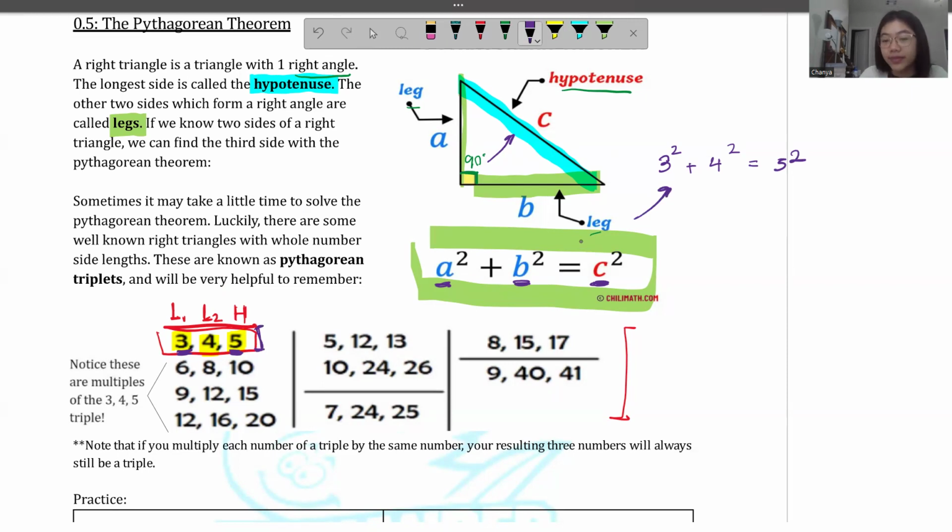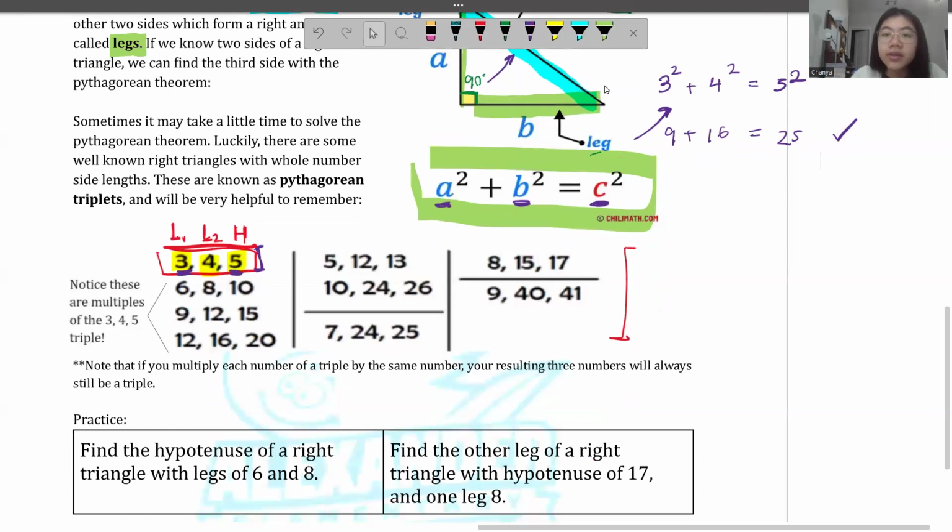Now I'm going to evaluate if it's true. What is 3 squared? 3 squared is 3 times 3, which is 9, plus 4 squared, which is 4 times 4, which is 16, is equal to 5 squared, which is 5 times 5, which is 25. And you can clearly see that this is true. So we've tested one Pythagorean triplet.